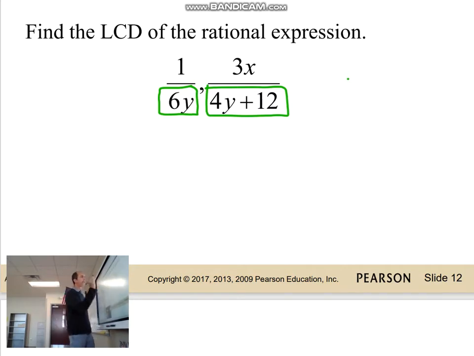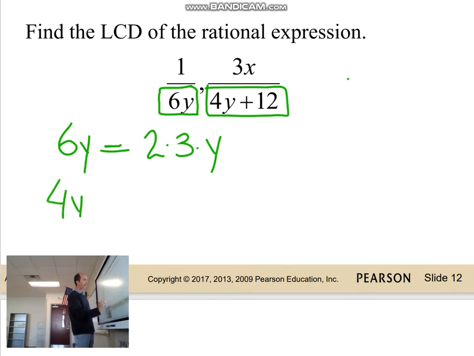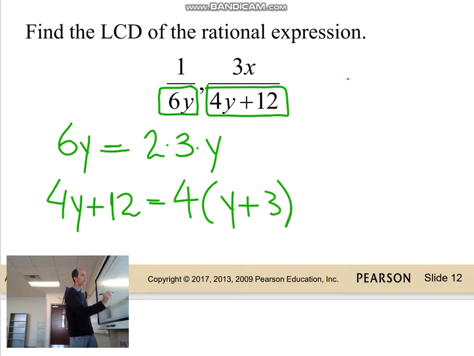Factor completely each denominator. 6y is equal to, so factor out the coefficient, 6 is 2 times 3 times y, right? And 4y plus 12, well, we can factor out 4, giving 4 times y plus 3, and 4 is something that we can factor as 2 squared times y plus 3, right?